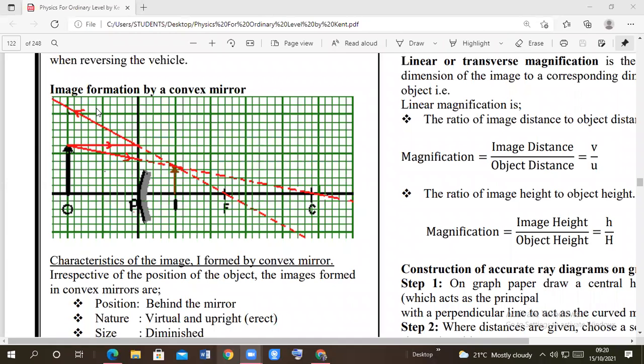So let's look at image formation by a convex mirror. Can we draw that? Are you seeing this one here? Image formation by a convex mirror.